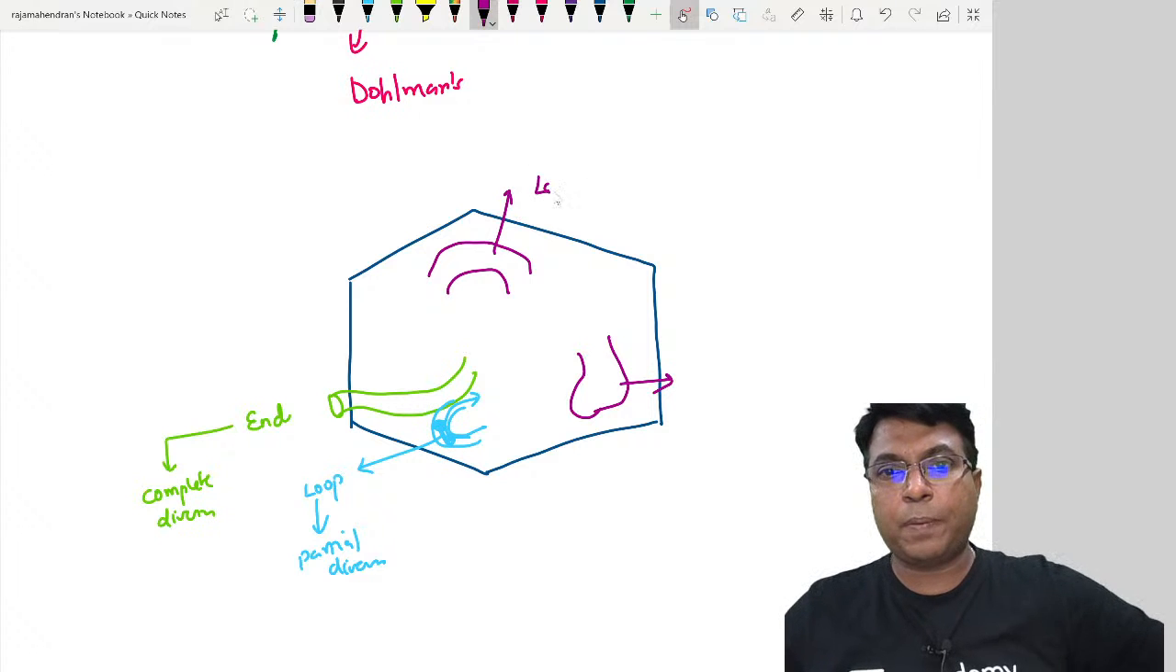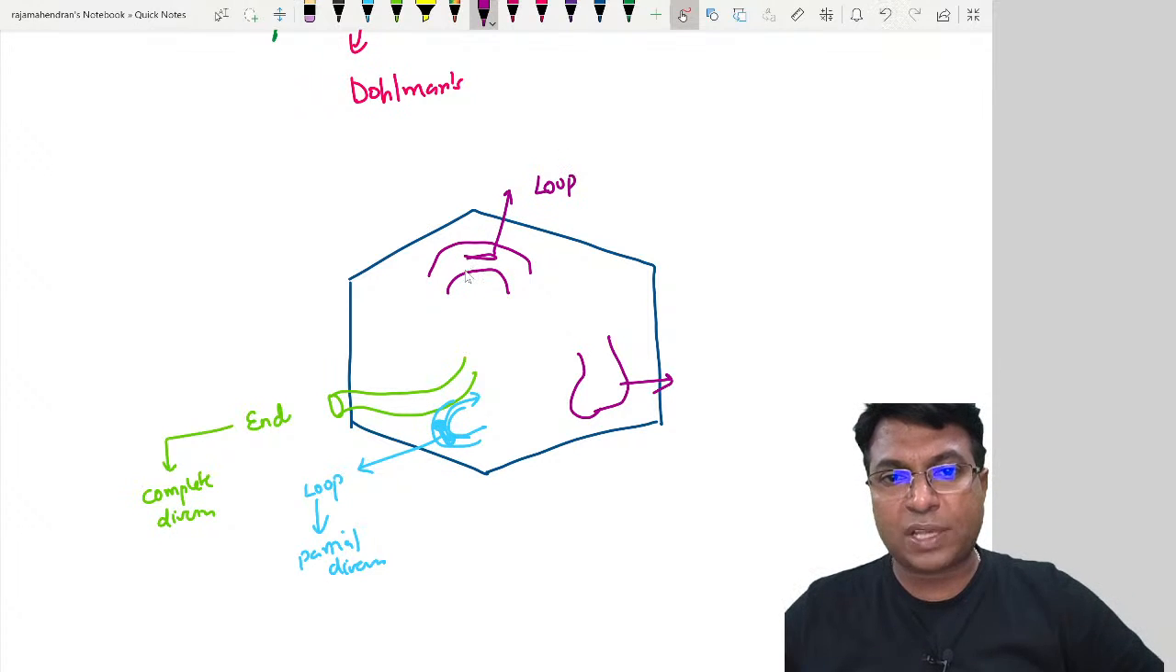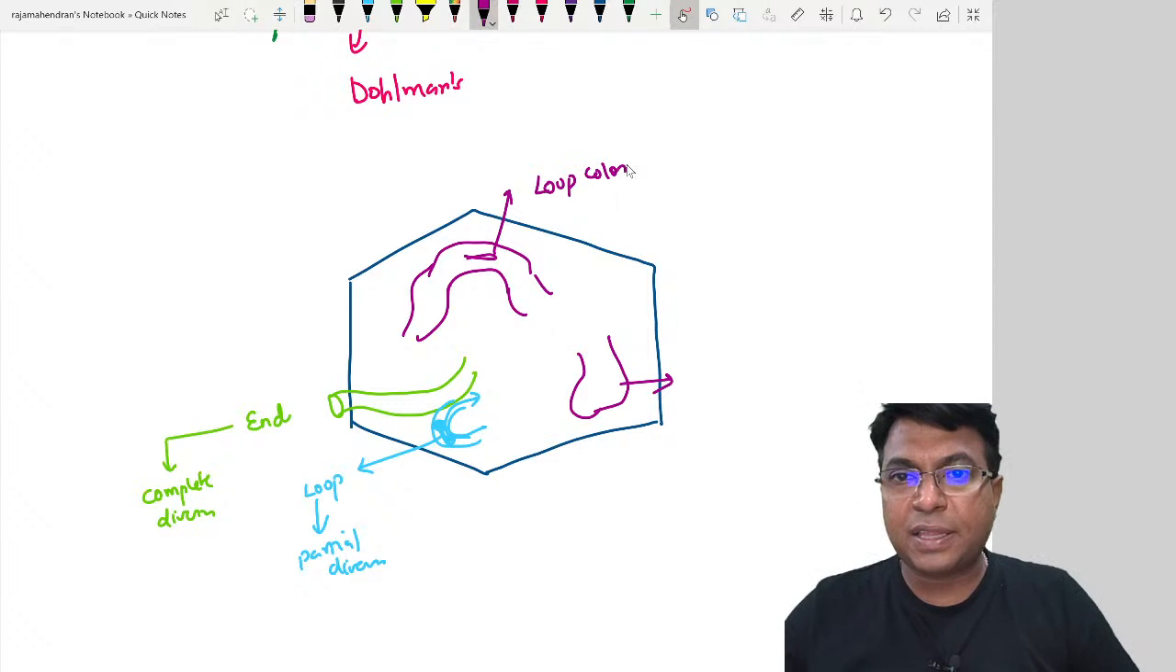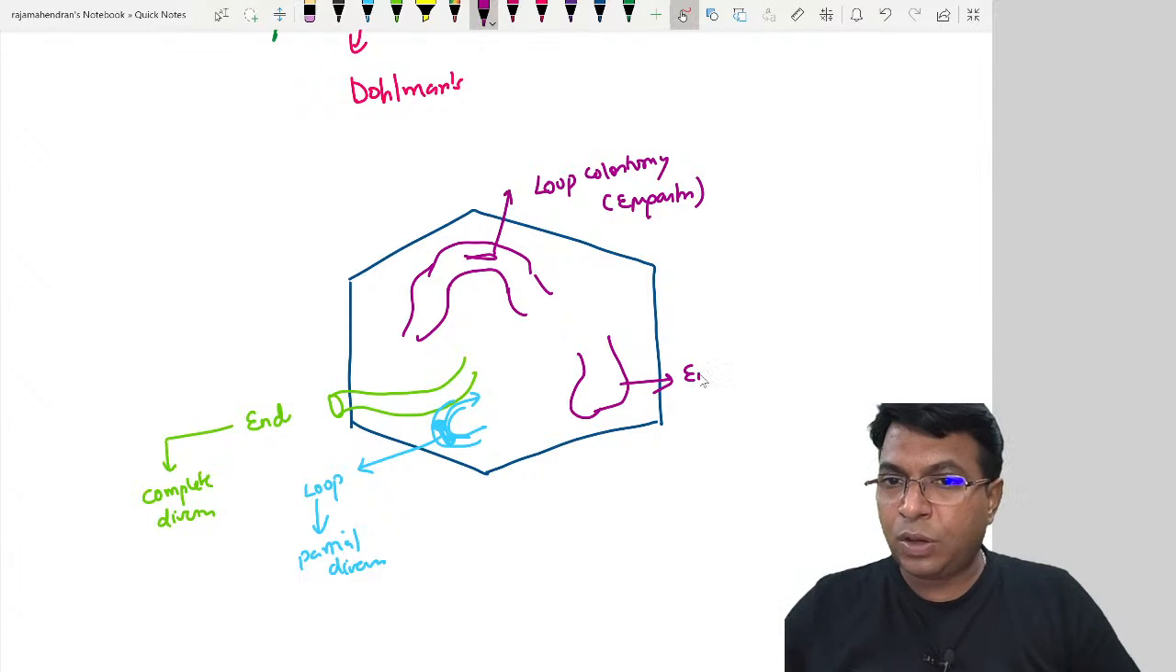So this is a loop colostomy. You can see the loop colostomy, the colon, transverse colon. Usually the loop colostomy is created in the epigastric region. And end colostomy is created in the left iliac fossa.